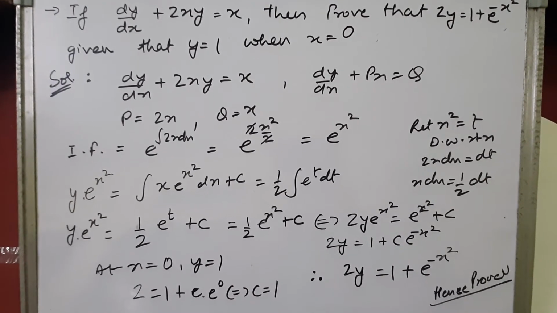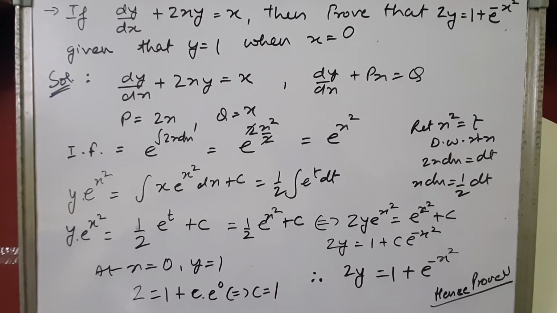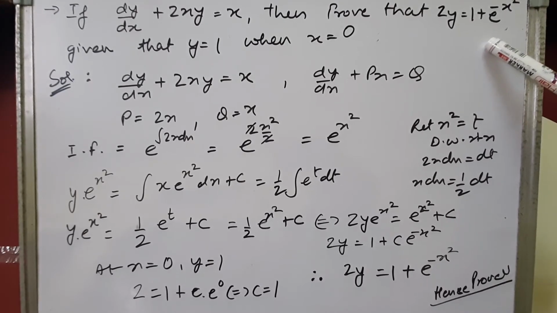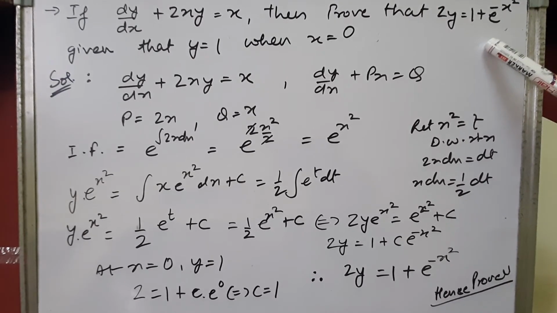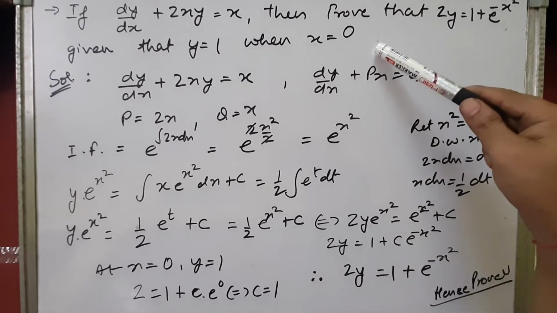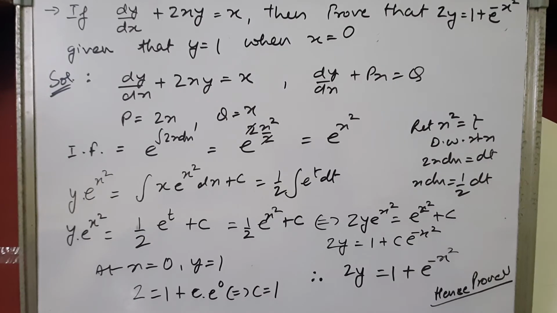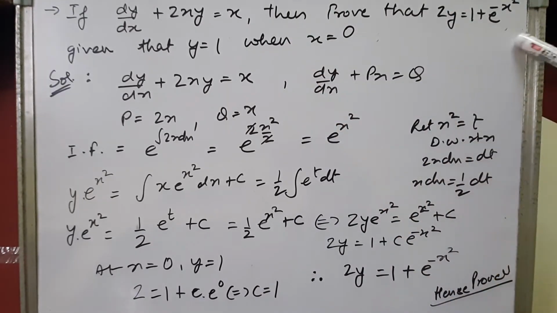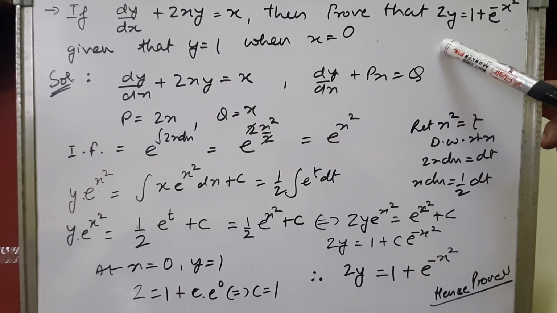Okay, children, let's see another sum. In this sum it is given that if dy by dx plus 2xy equals to x, then prove that 2y equals to 1 plus e to the power minus x square, given that y equals to 1 when x equals to 0. Now this is a differential equation given to us, and we have to prove that this is the solution of the differential equation, right?